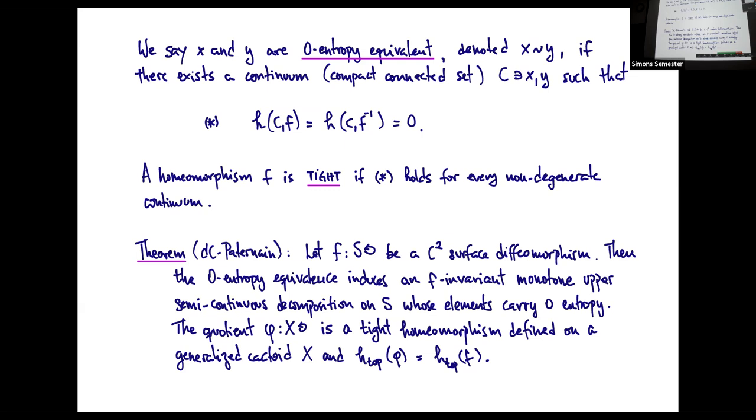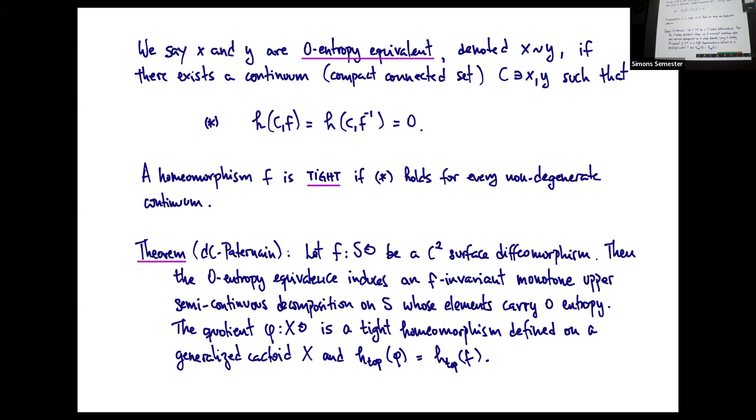And you say that the homeomorphism is tight if this condition of carrying zero entropy in the future and the past only holds for points. So any continuum which is not trivial, which has got more than a point, has positive entropy either in the future or the past or both. So that's a tight homeomorphism.